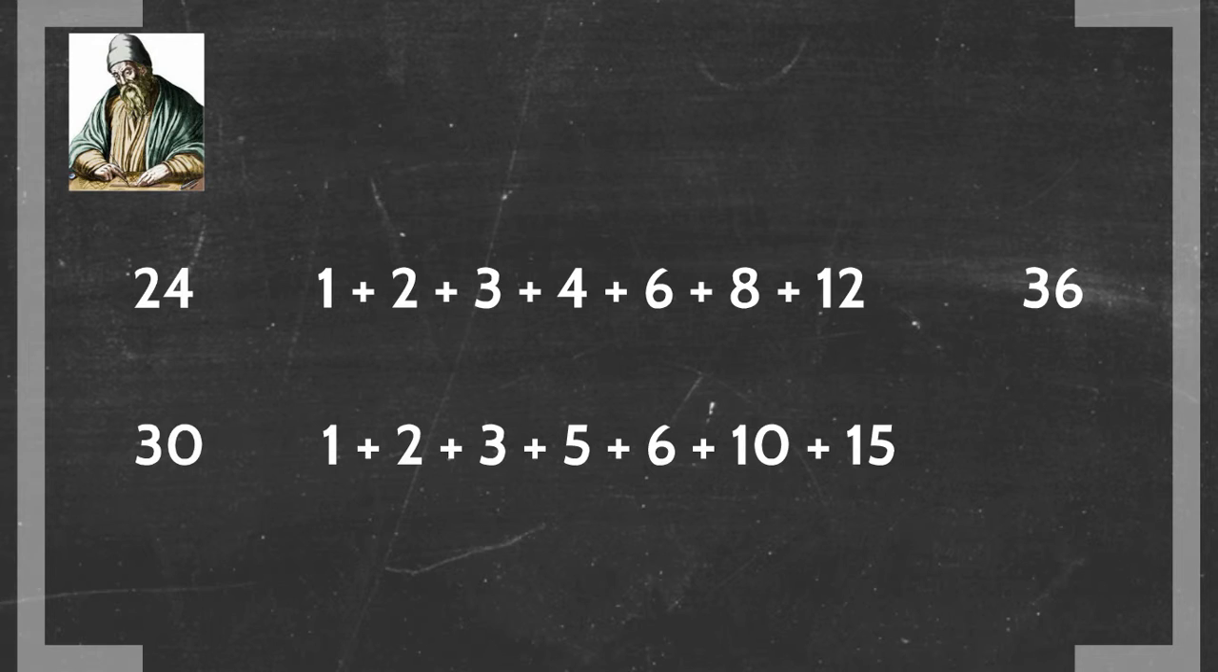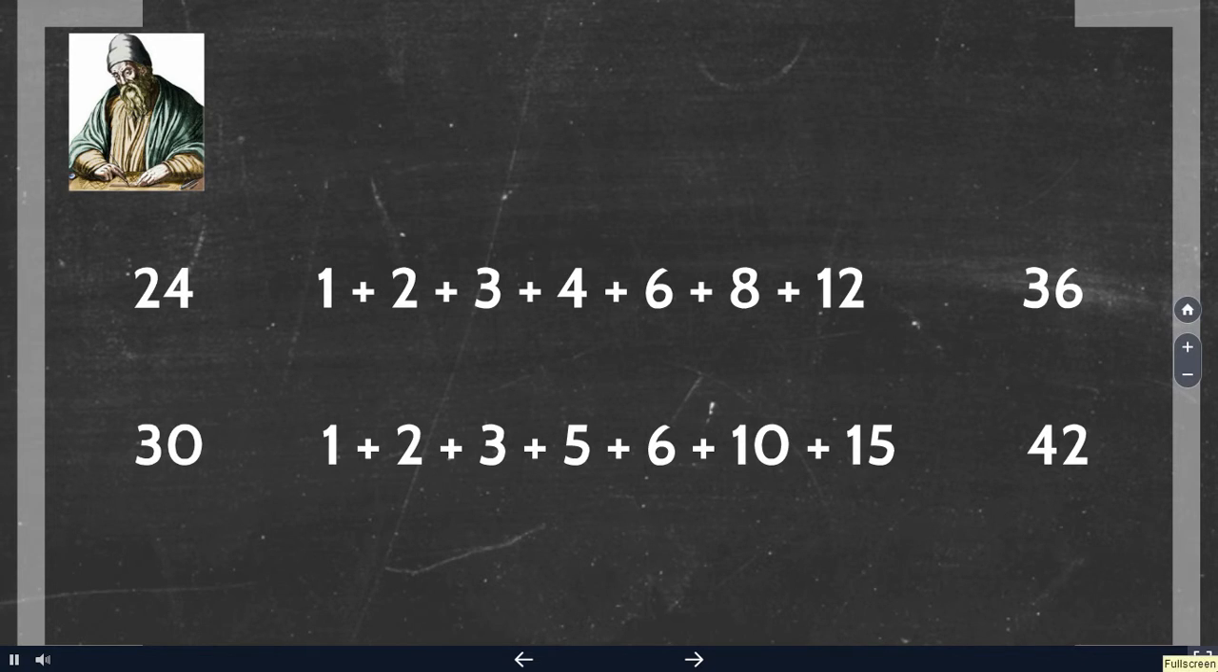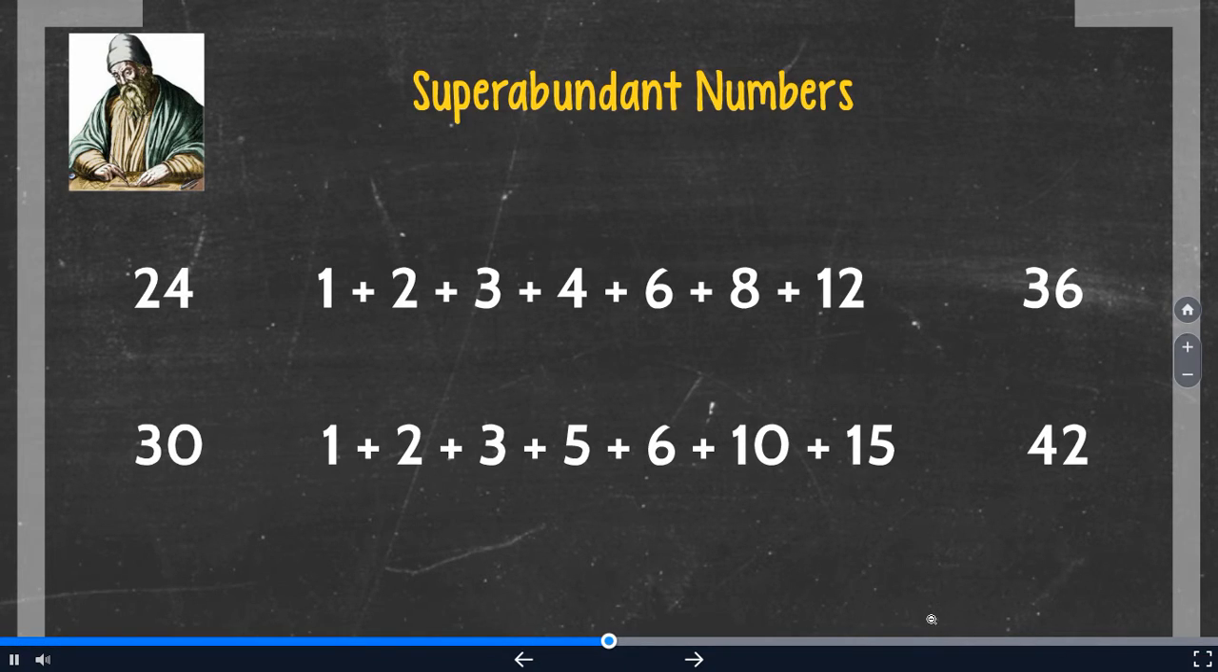Moving on, number 30, let's look into its factors. Number 30 is also superabundant. When you take all the factors of 30, they add up to 42. 42 is larger than 30. So the Greeks tested lots and lots of numbers, and they were finding very few that would be considered perfect numbers. Let's find out if we can find any.